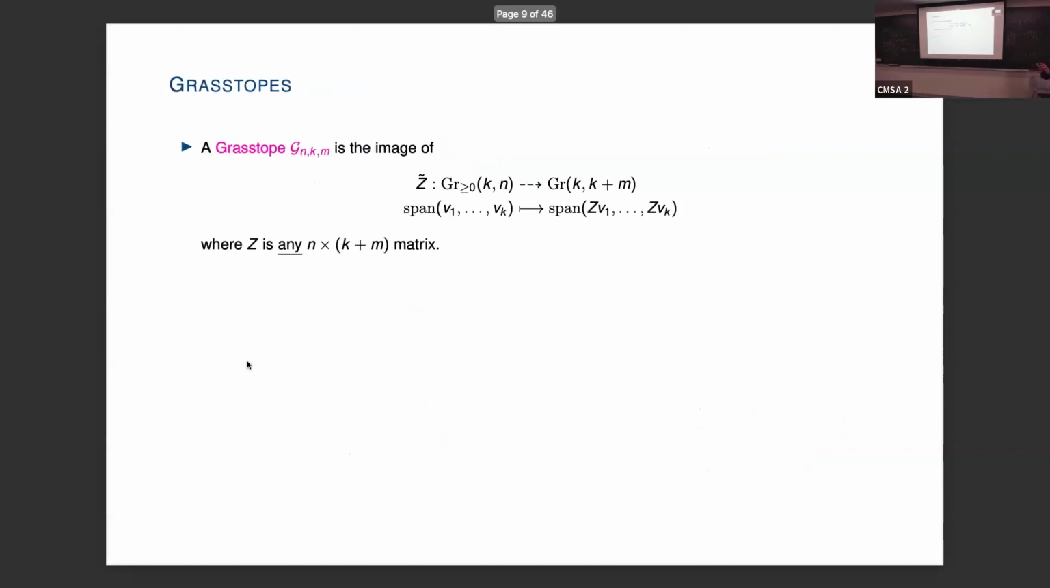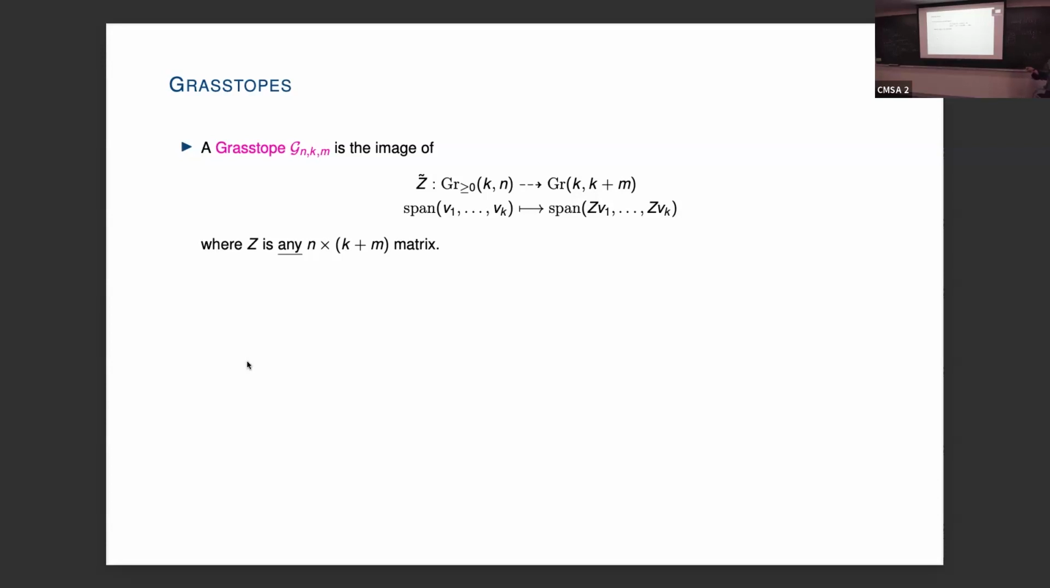All right, and now I'll define a Grasstope, which is in the title of the talk. The name comes from Grassmann polytope. A polytope comes from starting with a simplex and applying a linear map to it. Here, we're starting with a Grassmannian and applying a linear map to it. So it's like a Grassmann polytope. It's the same definition as for the amplituhedron, except now Z does not have to be a totally positive n by k plus m matrix.